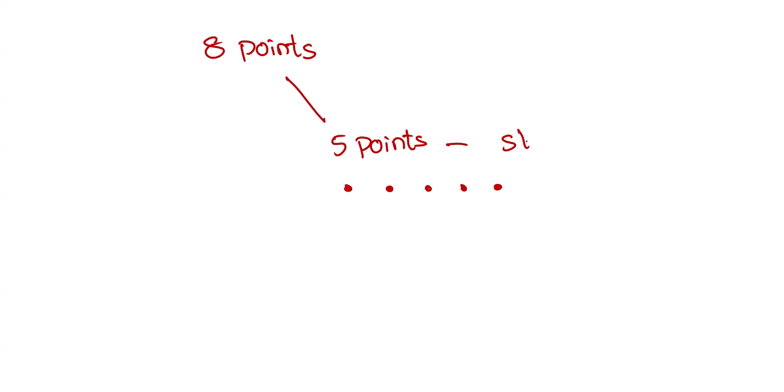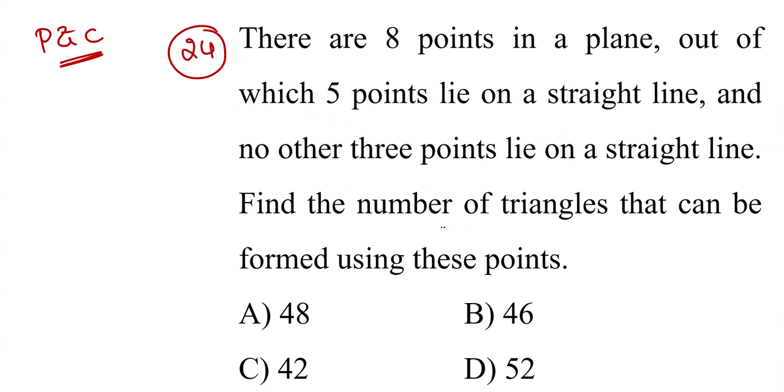But in this problem, we have 8 points. Out of those 8 points, 5 points are on the same line. With those we cannot form a triangle actually. When points are in a straight line, we cannot join them and form a triangle, right? So what is the number of triangles? The question is regarding the number of triangles that can be formed using these points.